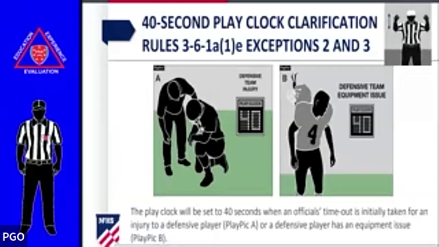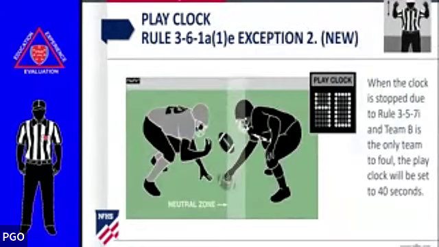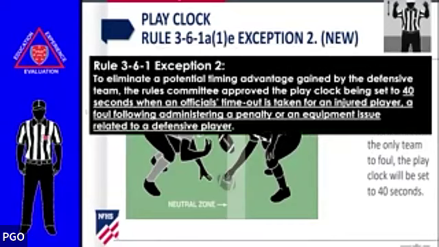Now, there was an exception made, that if the 40-second play clock has started or is about to start, and there's either an injury on defense or we have an equipment issue, once we deal with that, the offense gets their 40-second play clock back. They don't go to a 25-second play clock. Also, the same thing for a foul. So the play clock is running and we have a foul by the defense, like encroachment or something like that. Guess what? We're going to stop the play clock. We're going to stop the game clock. We're going to administer the foul. And then once we get done, we're going to go back to a 40-second play clock. Okay.